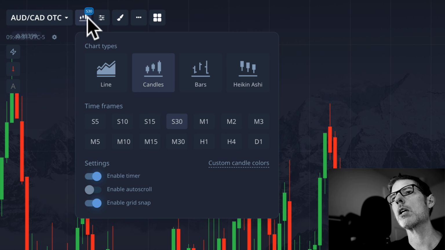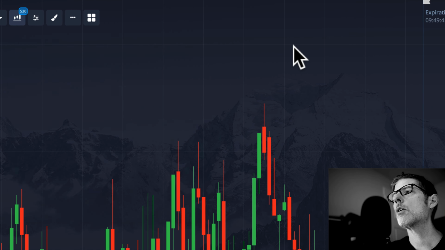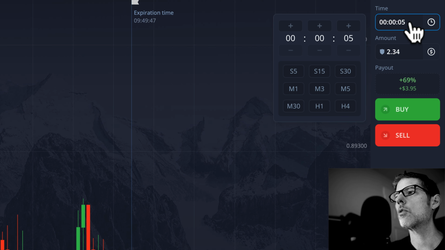So over here on the chart type, make sure to select the regular candlesticks. Time frame is going to be 30, or you can just select S30 for 30 seconds. And then over here on the expiry, you will also want to change this to S30 as well.